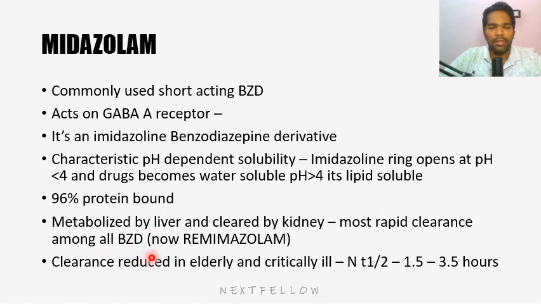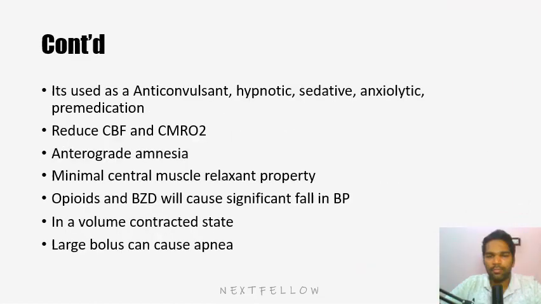And the clearance is reduced in elderly and critically ill, meaning in elderly and critically ill patients who are in ICU, the dose should be reduced. So the clearance is reduced, so the duration of action will be longer in elderly and critically ill patients. Normal half-life is 1.5 to 3.5 hours.